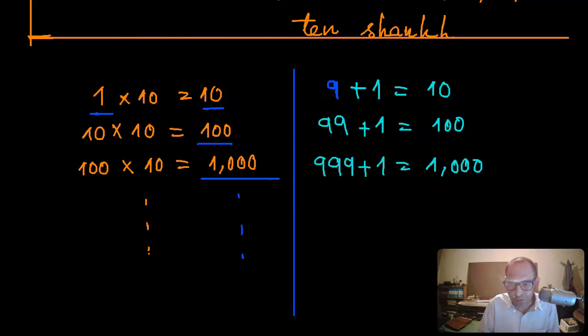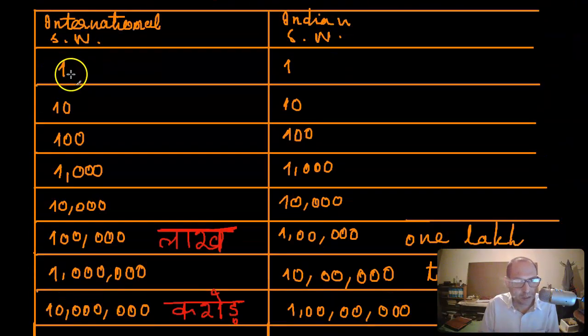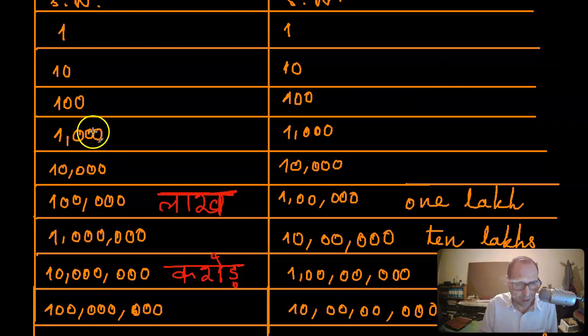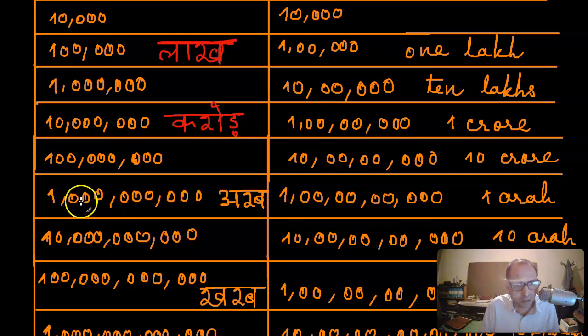Now, in the International System of Numeration, you have the 1, the 10, the 100, the 1,000, the 10,000, the 100,000, 1,000,000, and so on. You see that you use a comma for these numbers, and the comma separates every 3 digits, then again another 3 digits, then another 3 digits, and so on. That's how the International System of Numeration works.